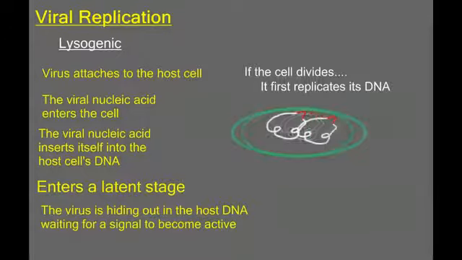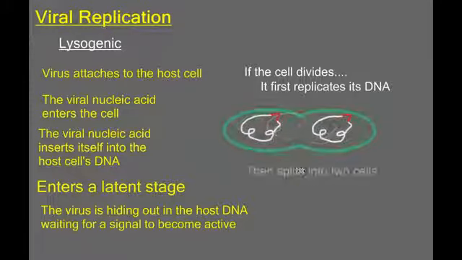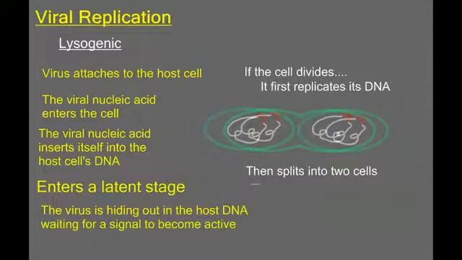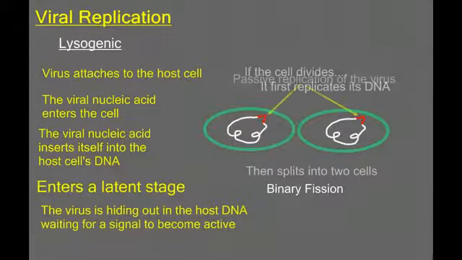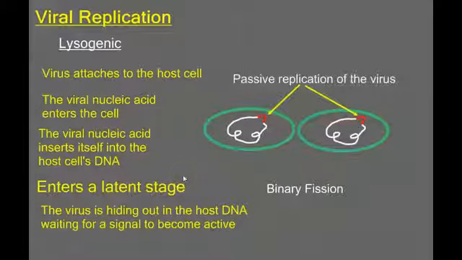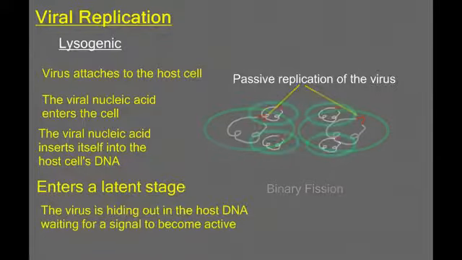So if we continue to watch this cell divide, we call this process binary fission, if you remember. The cell is going to split into two eventually. There we go. And that's called binary fission. And think about what's happened. This viral DNA is now not in one bacteria cell, but in two. So we have the passive replication of the virus. And this is the hallmark of the lysogenic cycle of viral replication.